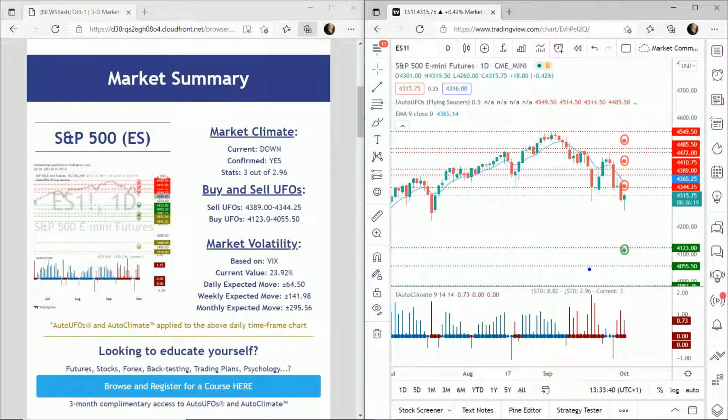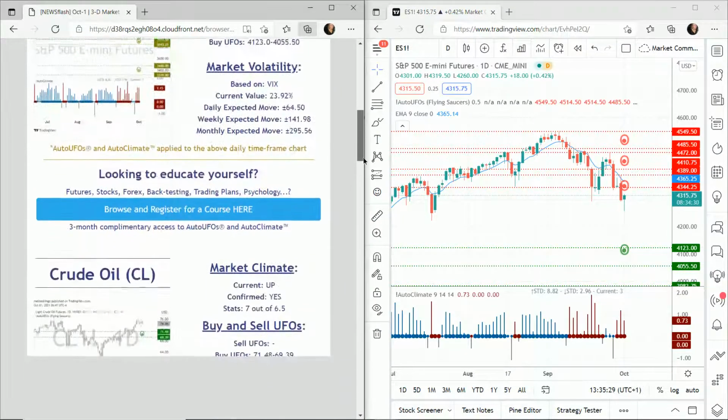Now, when it comes to volatility on the S&P, these numbers that I'll give you refer to moving up or down within these given periods of time. Within 1 year, we would expect the S&P to move up or down by 23.92%. That means in a day, 64.5 points. In a week, 141.98 points. In a month, 295.56 points. So that's what we'd expect on the S&P. Moving on to the next market, which is oil.